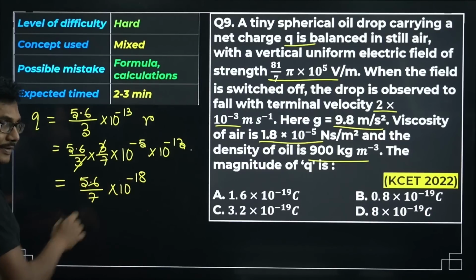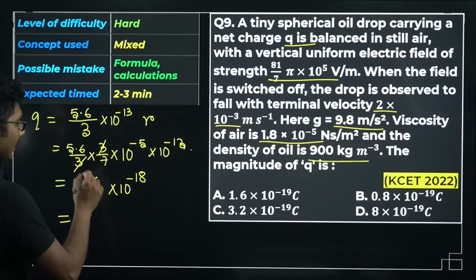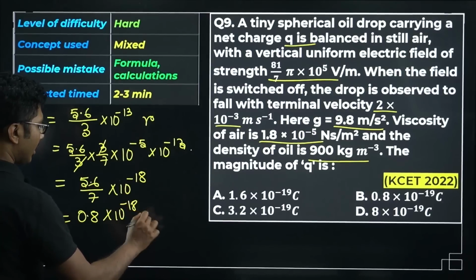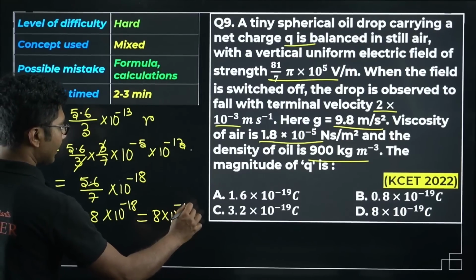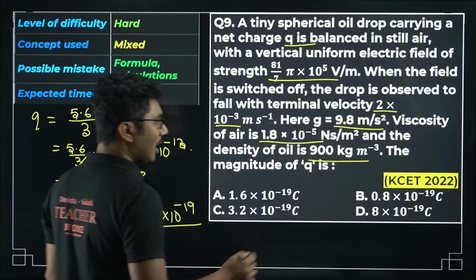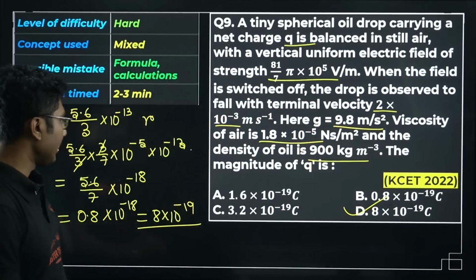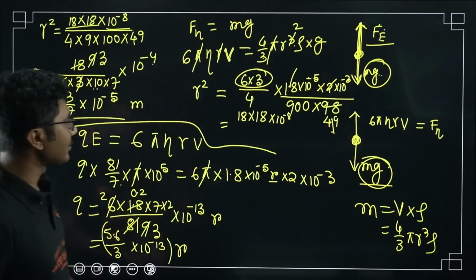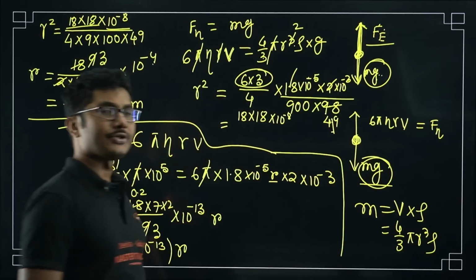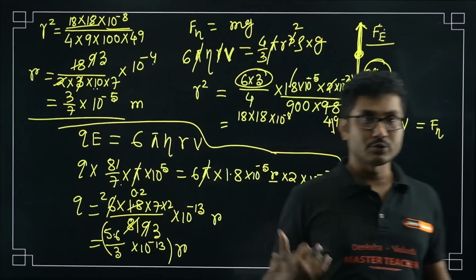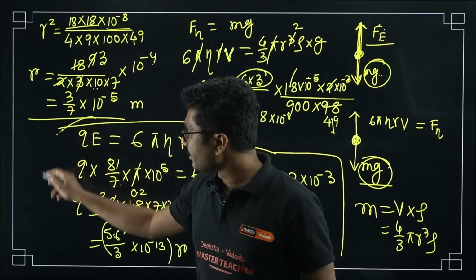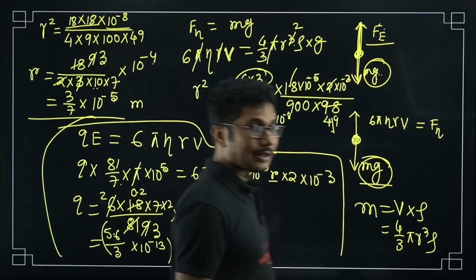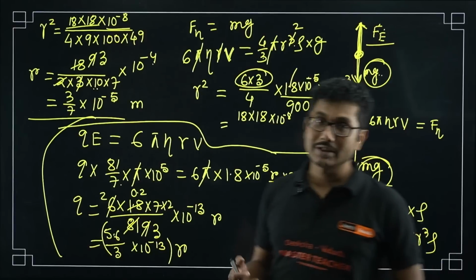Okay, so 56 divided by 7 is 8, but here we have 5.6, so the answer will be 0.8 into 10 to the power of minus 18, or equal to 8 into 10 to the power of minus 19. If you solve it properly, the calculation part is okay, but the main problem of this question is that it is very lengthy, and by the time you solve this question, you can solve at least 4 other questions. This is not a super easy question, but if you see similar questions in KCET, if the exact question comes, which is very unlikely, then you know the answer, but if it does not come, then obviously you can skip such questions.